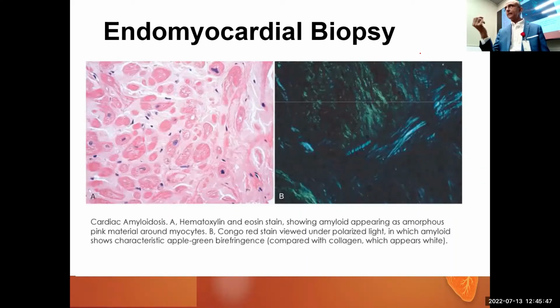You go in, you take a part of the heart muscle, you send it for screening, and when you stain it with Congo red stain, it will show up these bright green fibrils that are depositing. So these are these amyloid fibrils that are depositing within the heart muscle, and that's what leads to that hypertrophy and the ATTR hypertrophic cardiomyopathy.